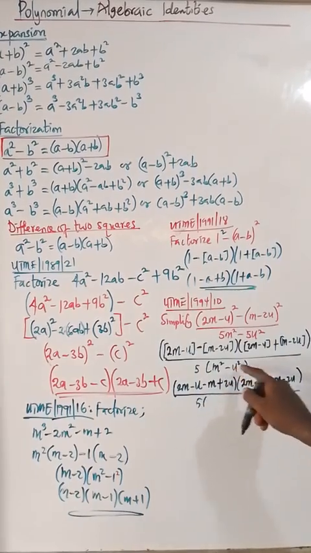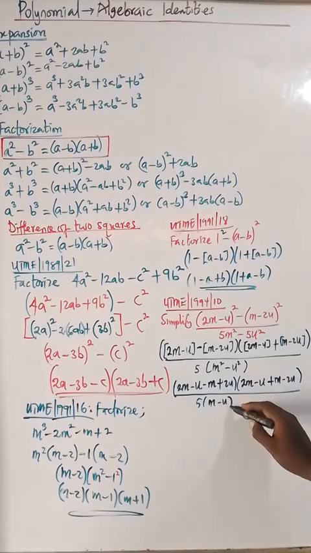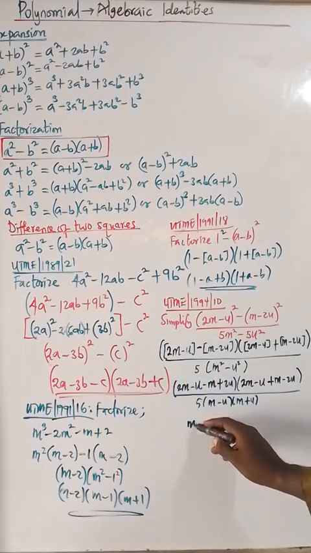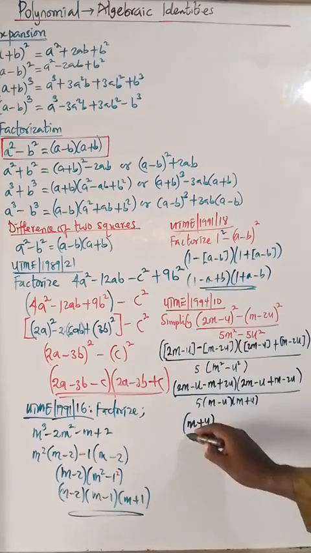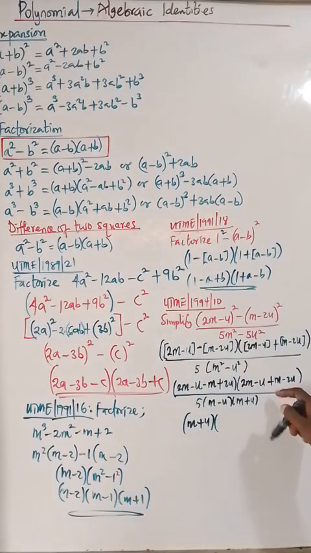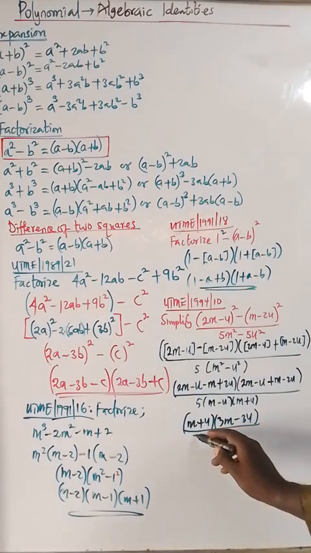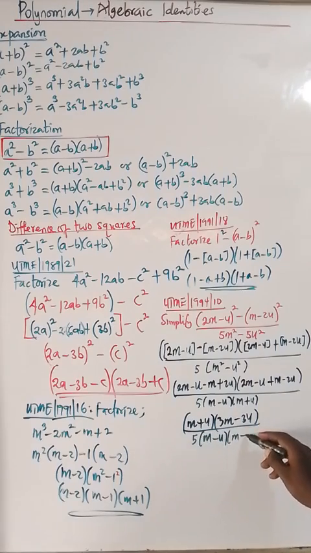Then this was a difference of two squares again. M squared minus u squared. So we subtract, m minus u, we add, m plus u. That's what happened here. 2m minus m is m. Minus u plus 2u is u. 2m plus m, that's 3m. Minus u minus 2u is minus 3u. Divided by 5 into m minus u, m plus u.